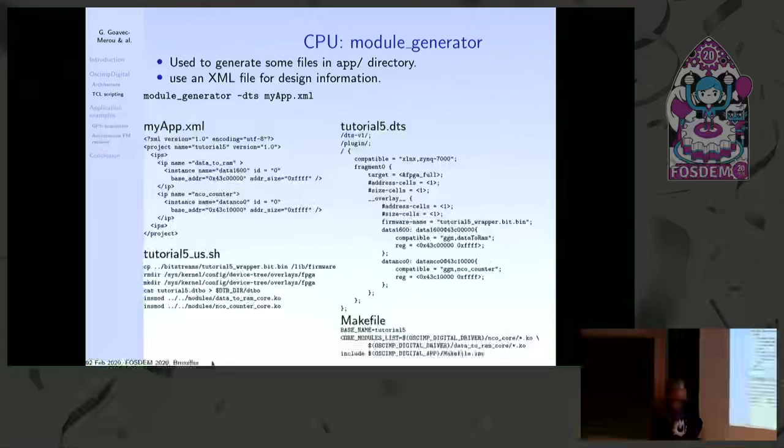You have an XML file, you have a project name, you have an IP, a second IP. The IP is the name of the IP in the repository. And for each of them, you have an instance IP with a specific name and a specific address. Based on this, it's possible to generate the script. The script is to simplify the run of the application. You copy the bitstream, you flash the FPGA, you update the device tree, you append your device tree with your specific case, and you load the drivers mandatory for this specific project.